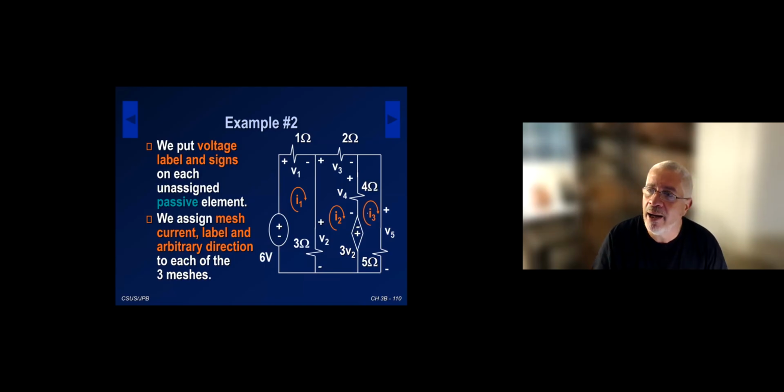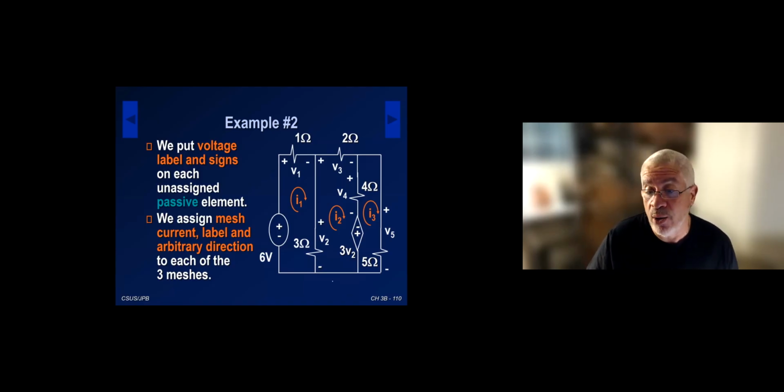Then I add on my passive elements, my resistors, and I add voltages V1, V2, V3, V4, V5. Where I put the plus and minus is entirely up to me. There's no right or wrong way to do it. The passive sign convention is what's going to self-correct all of that. So the circuit is ready for solution.